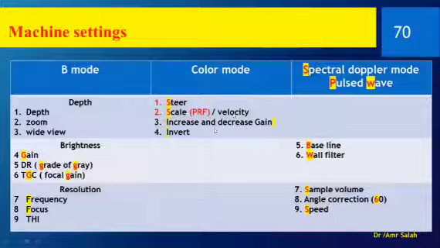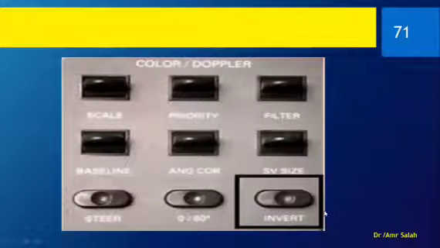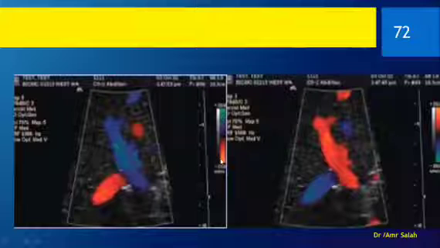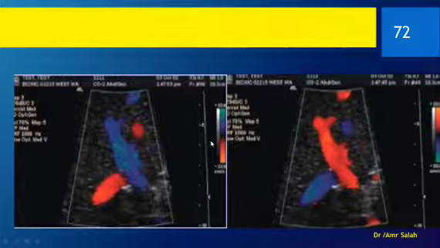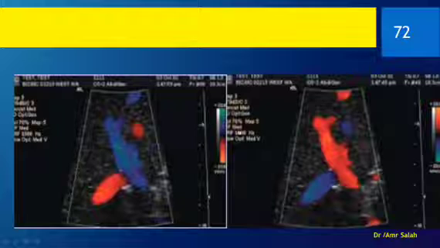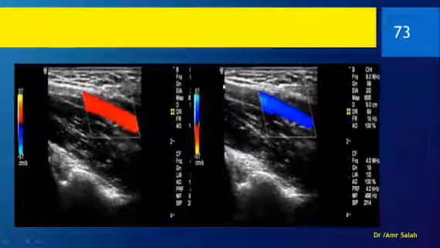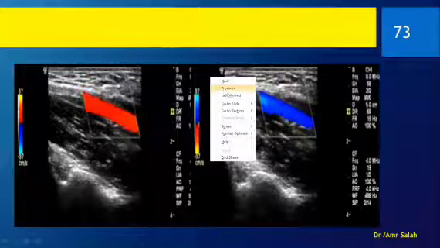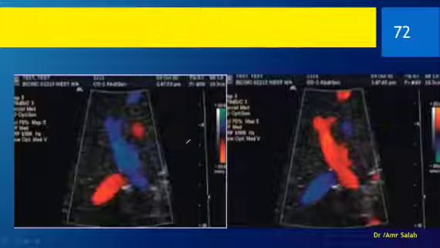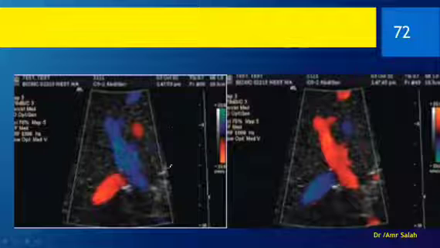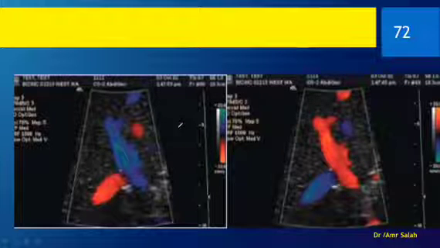Okay. So now we have finished this tier, the scale and the gain. Remember, what remains is just the invert. The invert here is a simple function actually. It's just how you prefer to see the vessel. As you can see here, it is the same vessel. The direction of the blood is what? Is it towards or away? Check your color box.